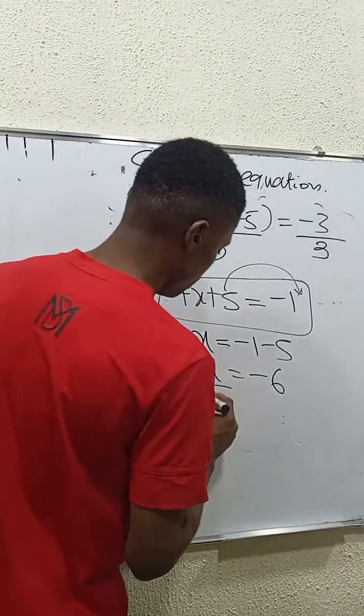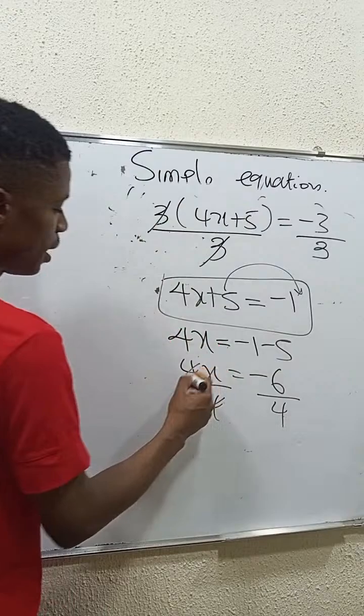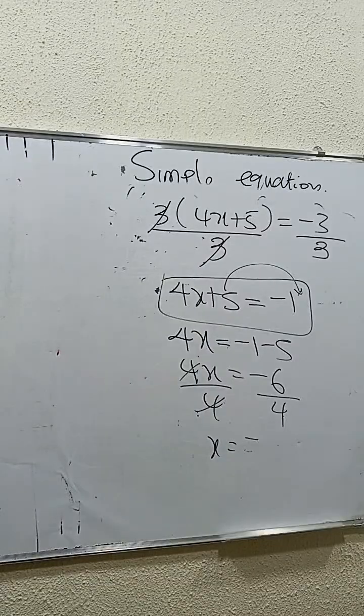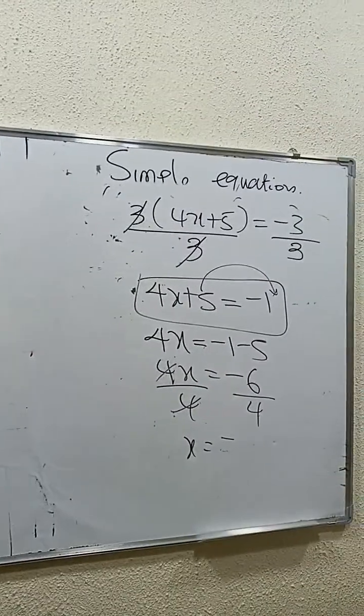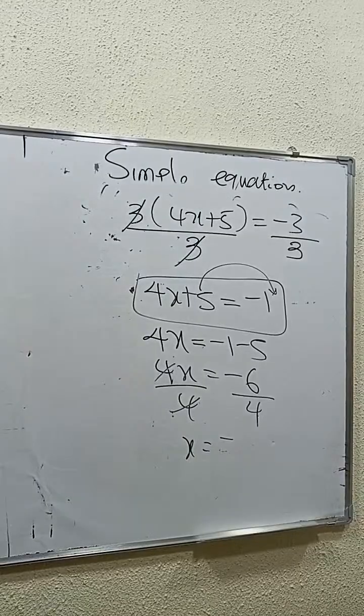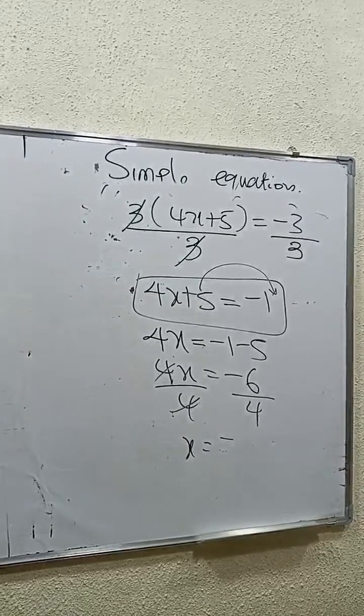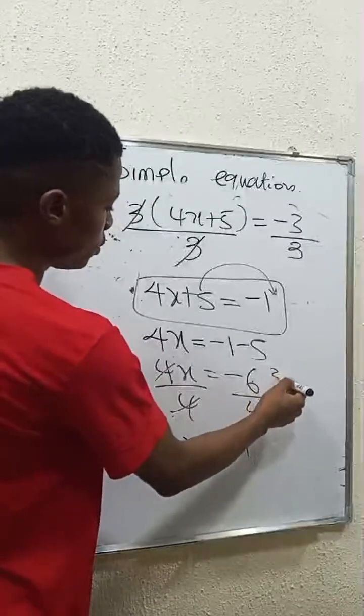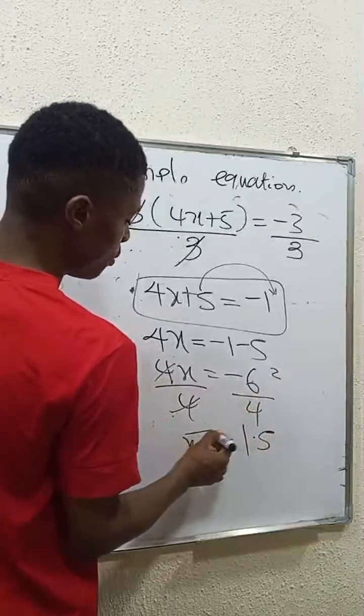So we divide by 4 and divide by 4. If you divide by 4, x is equals to negative 6 divided by 4. What's 6 divided by 4? Put it in decimal. 6 divided by 4, you said is what? 6 going into this is 1, remainder 2, and that's 1.5.